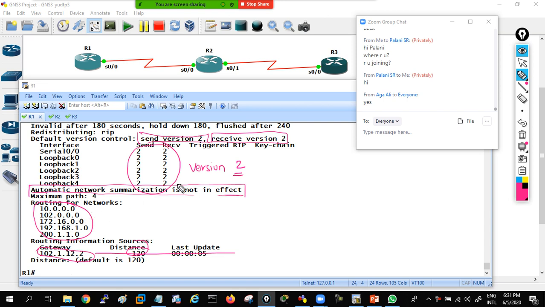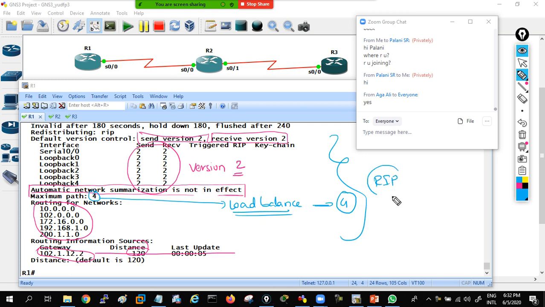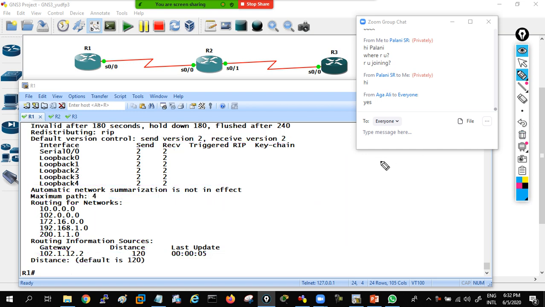And there is one more thing here, maximum paths. What is this? This is for load balancing. By default, it supports a maximum of 4 equal-cost load balancing paths. That's the interview question. It does 4 equal load balancing by default. Is it clear, guys? This is the whole information about your RIP. Default is 4 and maximum is 16. Clear? So any doubts so far?